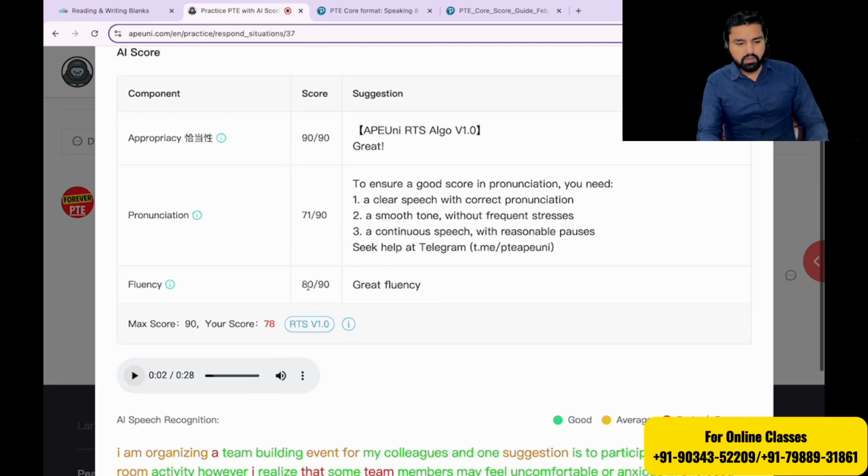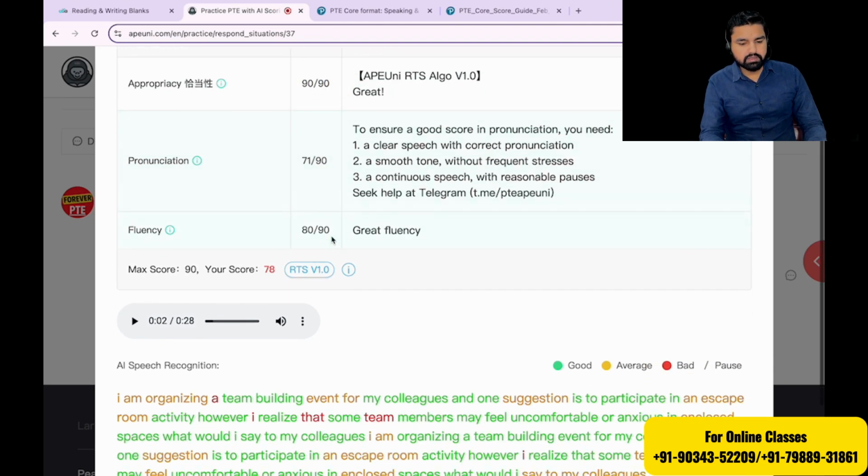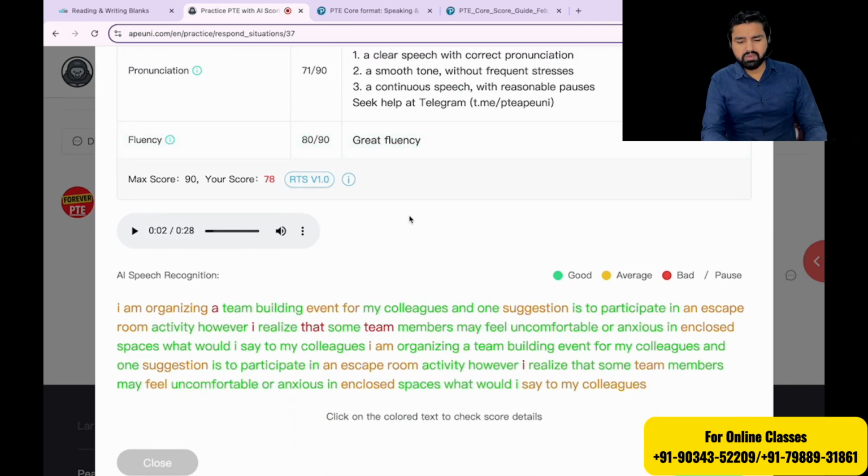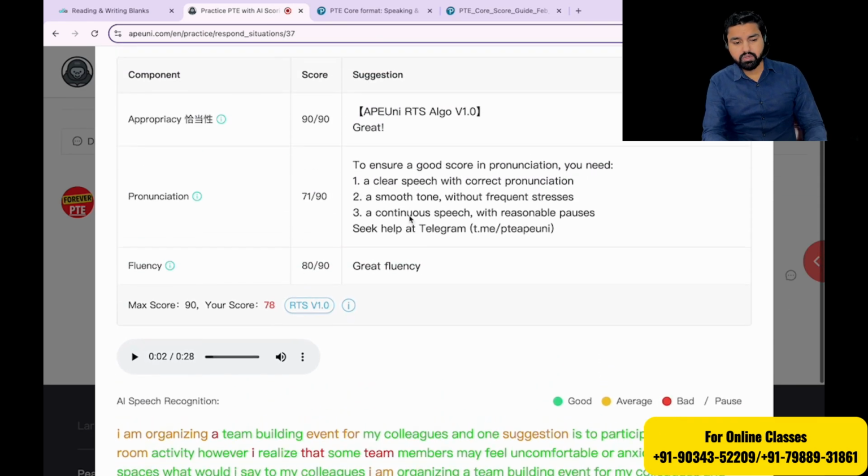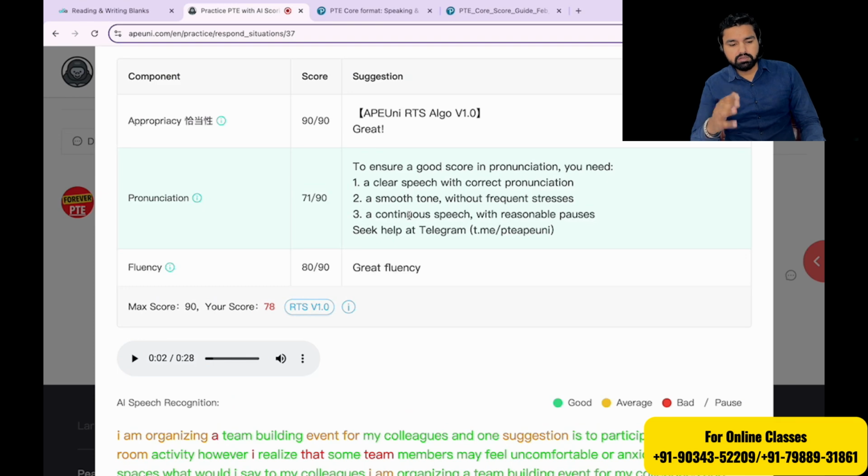Alright. So they have given me 80 in fluency and appropriacy. They have given me 90 out of 90. In pronunciation, they are giving me 71. But believe me, I have spoken the exact same in the real exam and I've scored perfect 90 marks. And not just in this one. I have given a lot of attempts of PTE Academic as well, and I've scored perfect 90 marks in every single one of them.